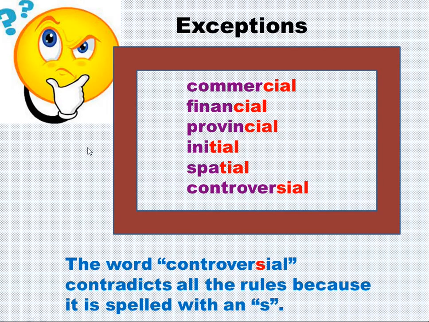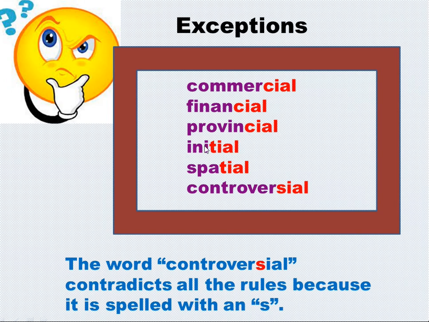Okay, in each and every concept and each and every technique there are some exceptions. In English also it is the same. So these are the exceptions. Commercial. Here R is a consonant, but we just write cial here. It is somewhat confusing, but you just have to memorize these words. Financial. N is a consonant, but we just write this as cial. Provincial. It is also cial.